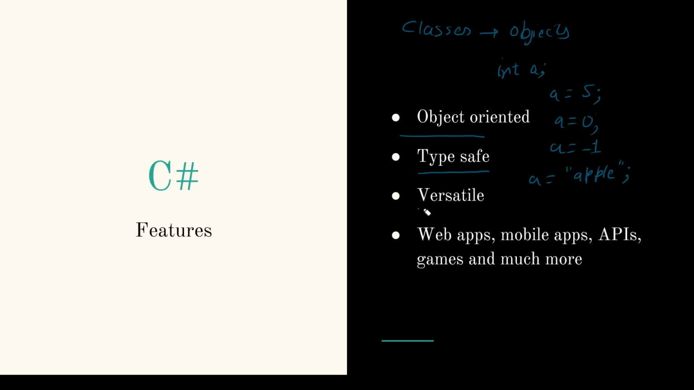Next feature is versatility. It means C Sharp is a very versatile language. It can be used in web apps, it can be used in mobile applications, it can be used in developing web APIs, it can be used in game development, and it can even be used in VR headset development also.